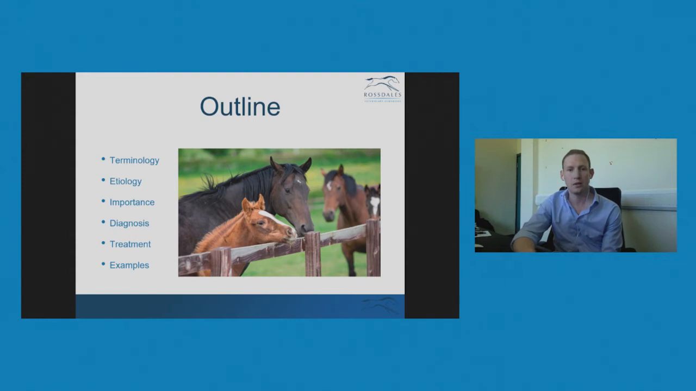So just a quick outline of what we're going to go through in the talk today. Start off with a little bit of terminology, a couple of phrases and colloquialisms used when describing these conditions. Then into their etiology, how they occur, and then into the guts of the talk, really: why we consider them important, how we go about diagnosing them, and then onto treatment options, and then to end the presentation, just to go through a few case examples.